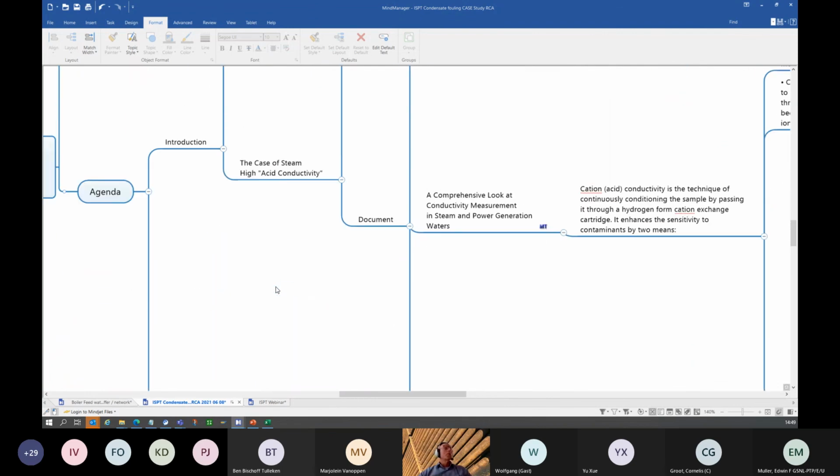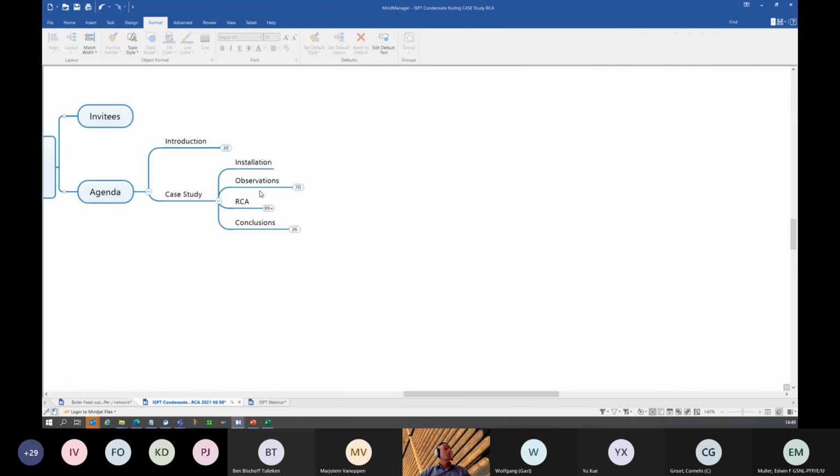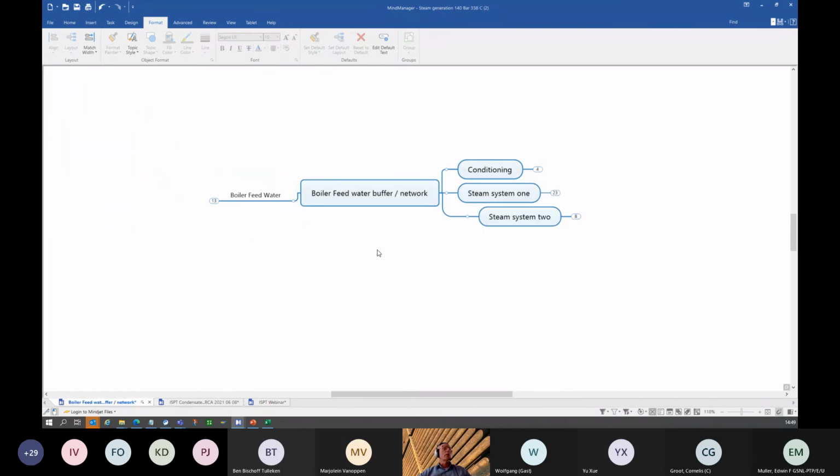So what was our problem? We have an installation with a boiler feed water buffer and a boiler feed water network, and we have two main steam production plants. We have a site that is divided in a few parts, as you have at LyondellBasell, where you buy up all industries and take parts here and part there. So we have an east and a west side, or a north and a south side.